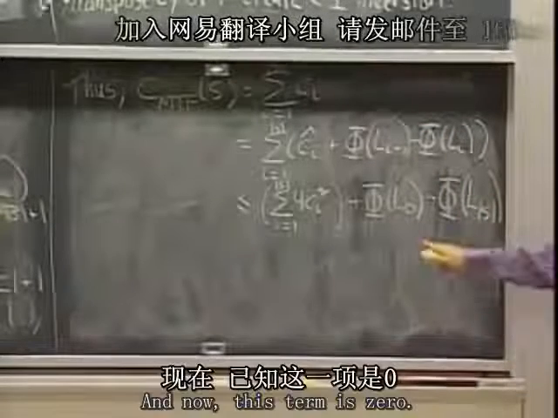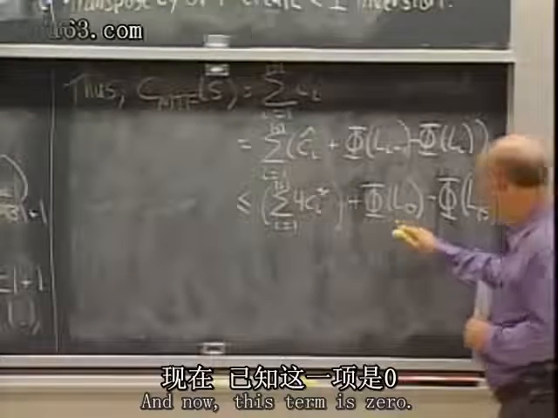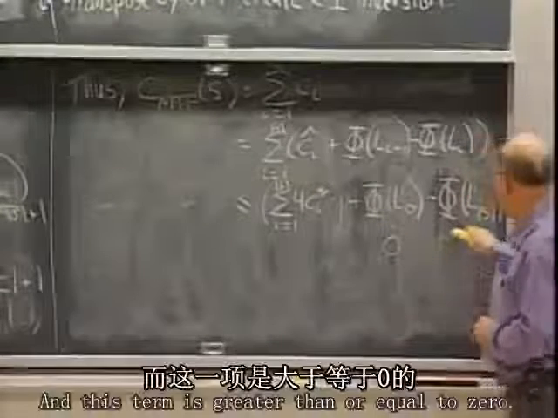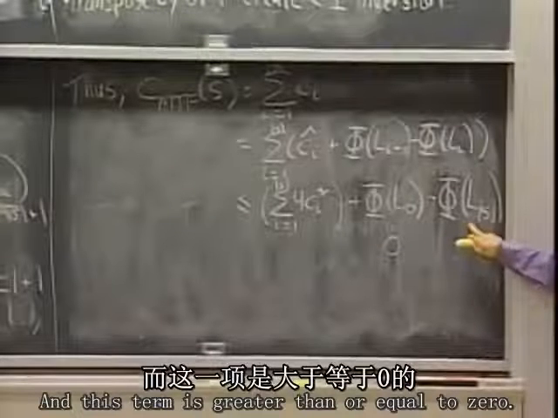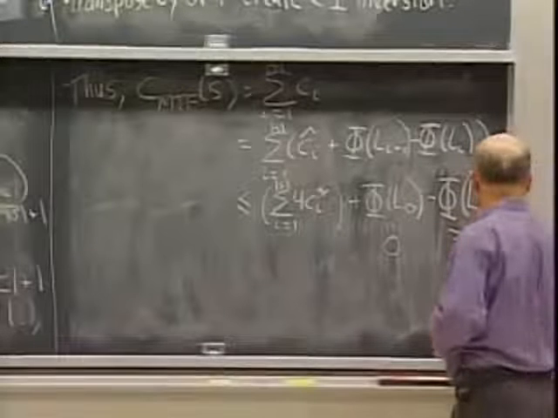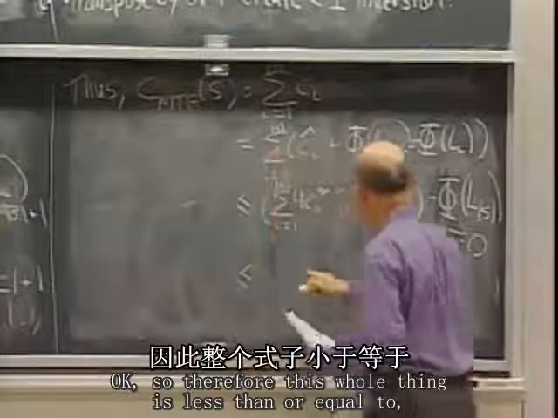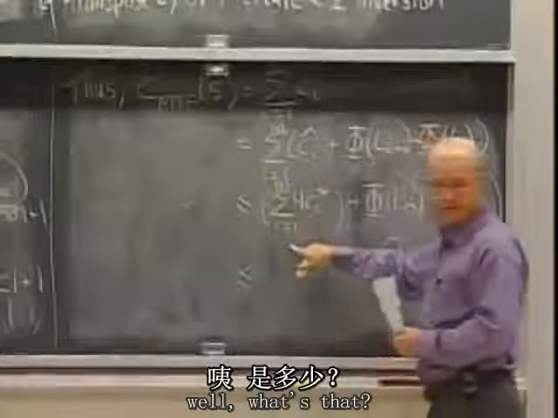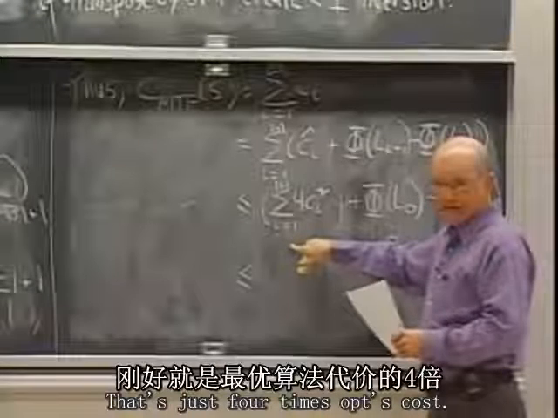And now this term is 0, and this term is greater than or equal to 0. So therefore, this whole thing is less than or equal to, well, what's that? That's just 4 times ops cost.